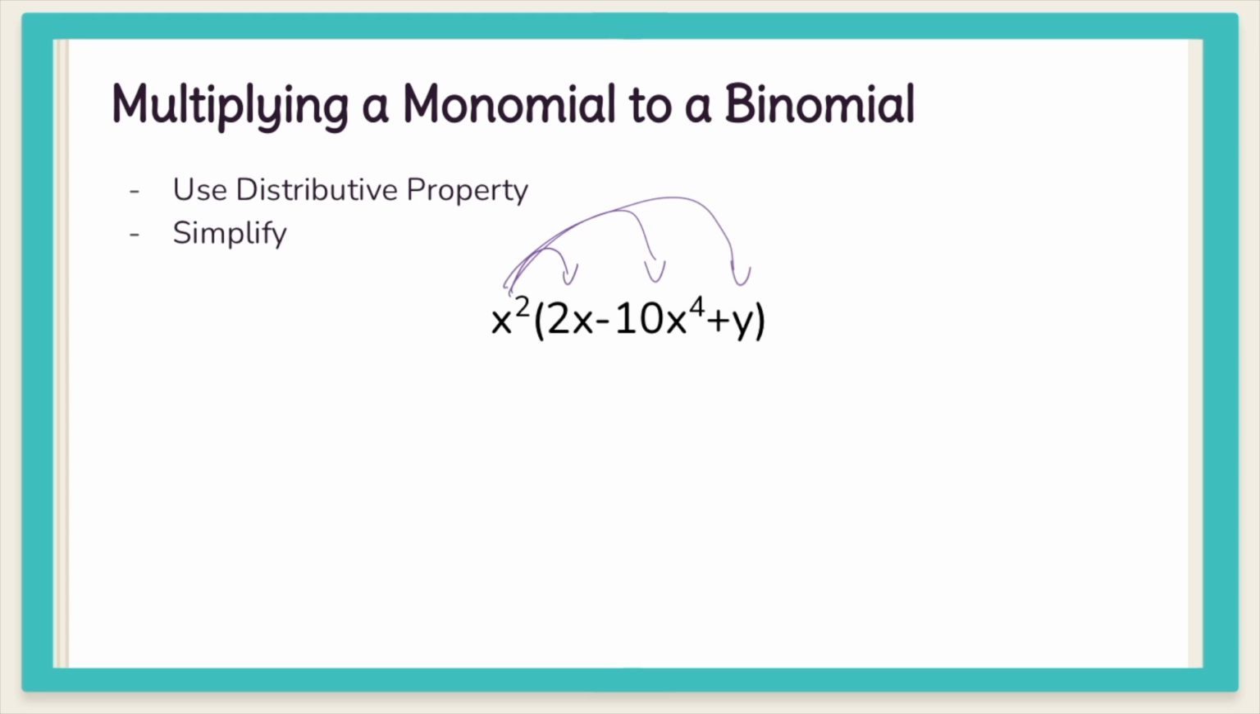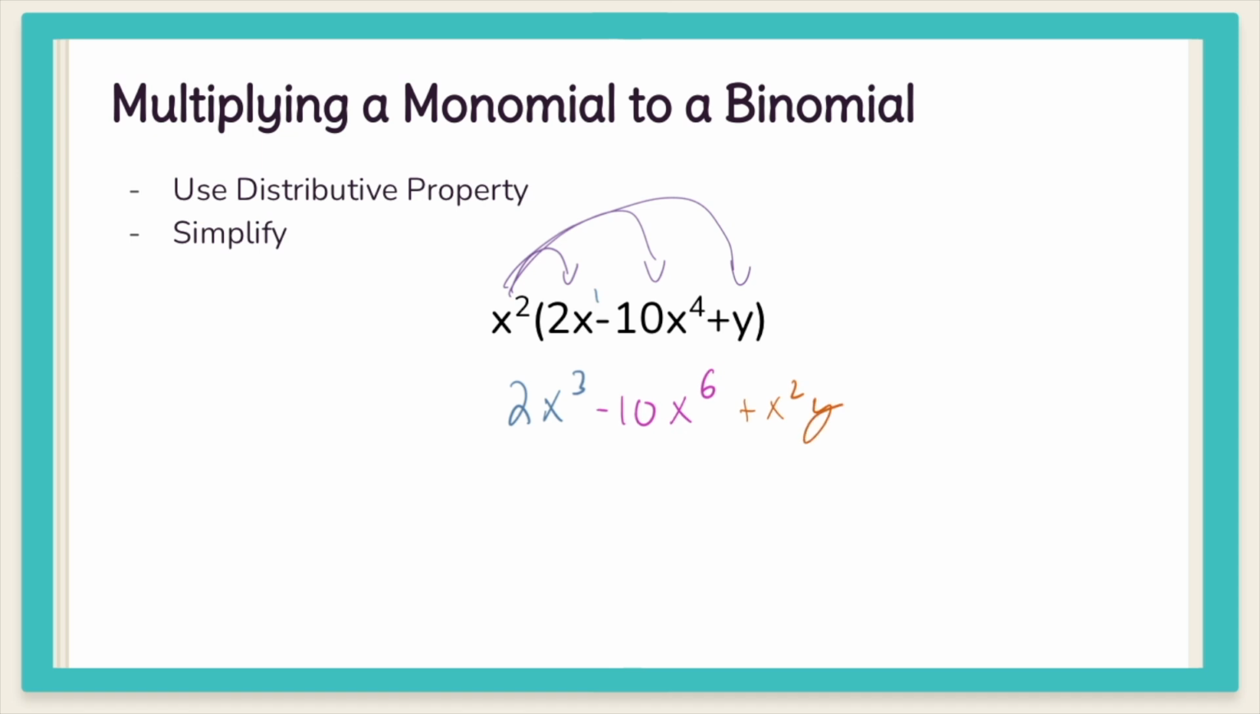So we've got x squared times 2x, so 2 is going to stay the same, but x times x squared, if we remember our laws of exponents, we've got 1 here and 2 there, so that's going to give us 3, so we're going to end up with 2x to the third. Then we've got x squared times negative 10x to the fourth, so negative 10 is going to remain the same, but the x, and we've got 2 and 4, that's going to become 6. And then we've got x squared times y. Now those are different variables, so they can't be combined. So that's going to be simply plus x squared y, because they're going to be multiplied together.